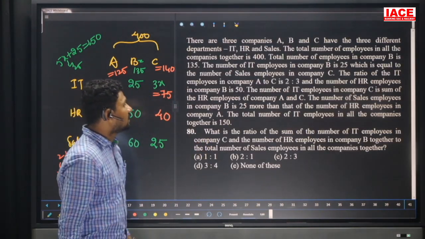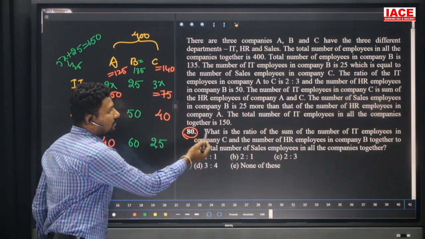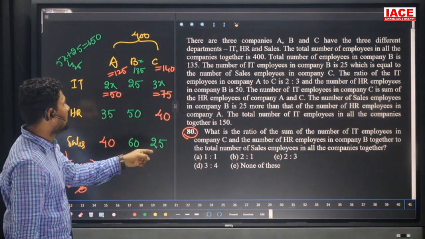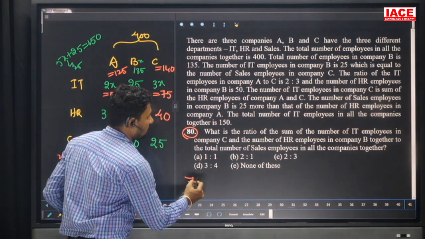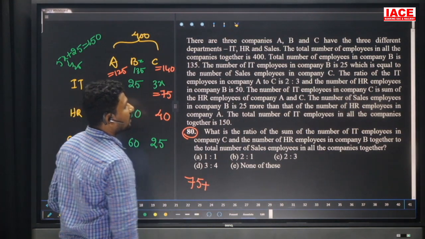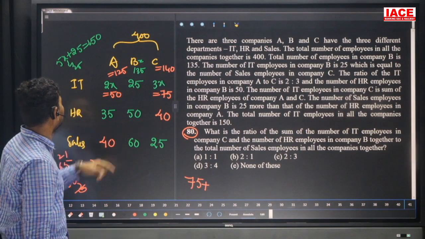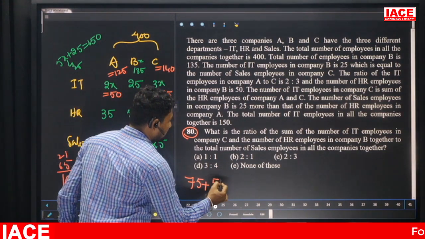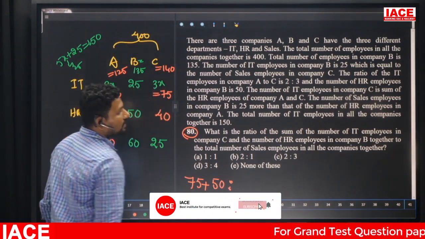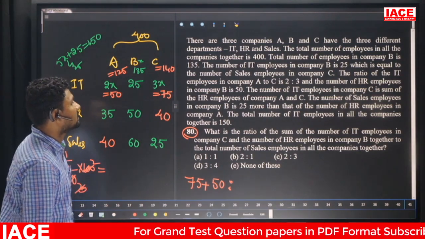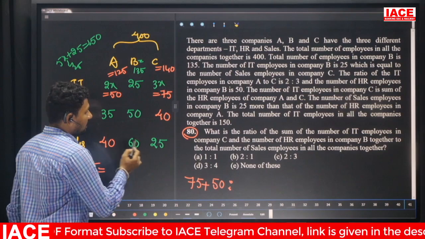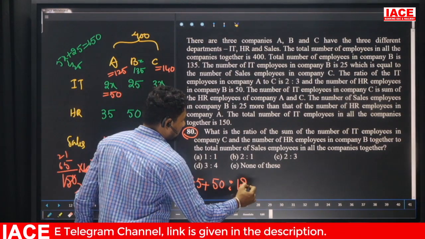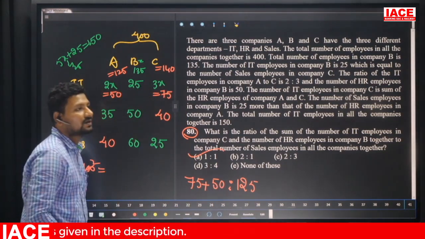Next, what is the ratio of the sum of the number of IT employees in company C plus the number of HR employees in company B? HR employees in company B is 50. It is overall 125. So in company B together to the total number of sales employees in all the companies together, 40 plus 60, which is 100, 100 plus 25, 125. 125, 125 both are cancelled. Our option is what? 1:1.